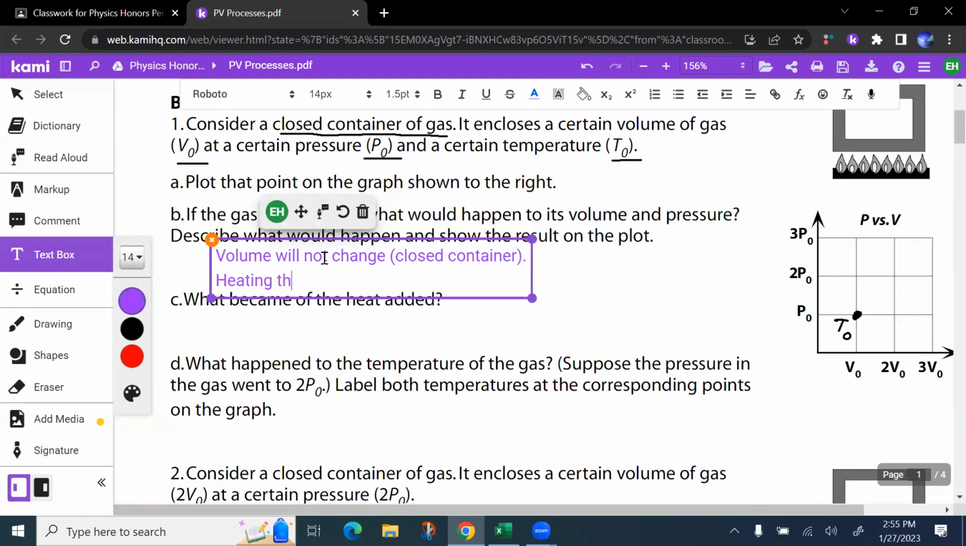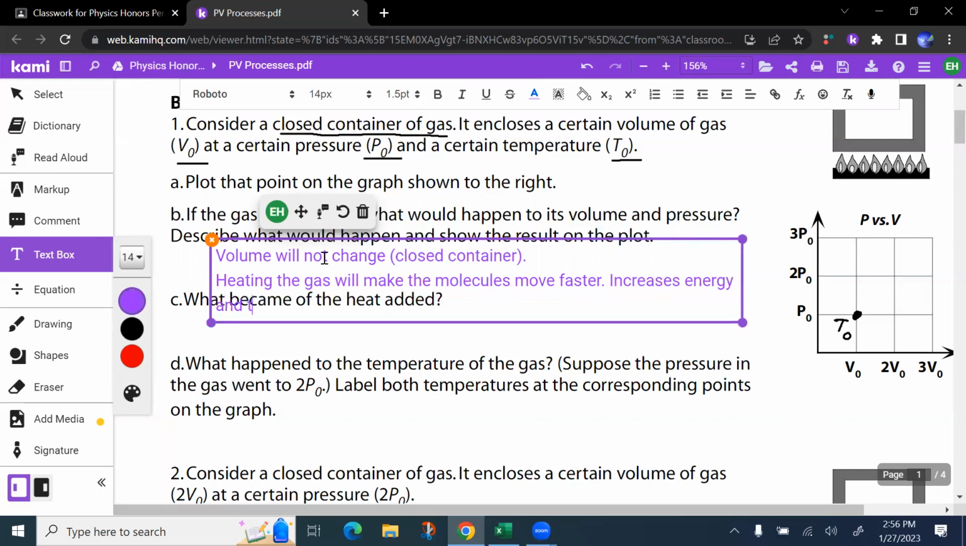so heating the gas will make the molecules move faster. This increases the energy and temperature of the gas. What that basically means is more collisions. The collision rate goes up. So more collisions, more pressure. Pressure goes up.